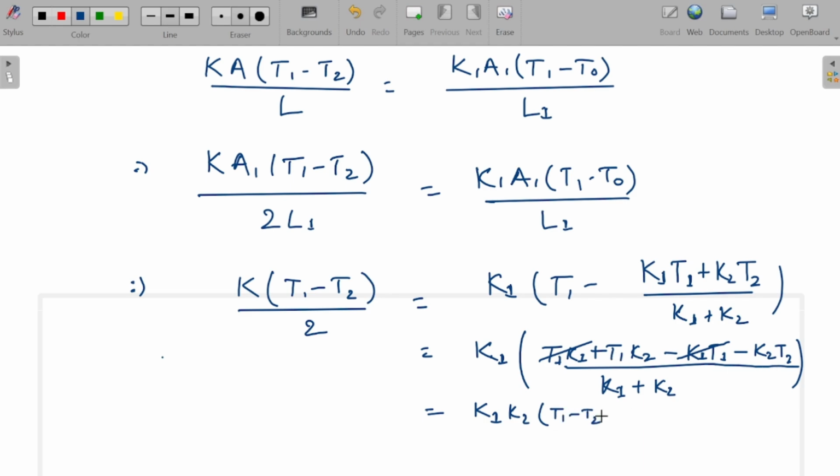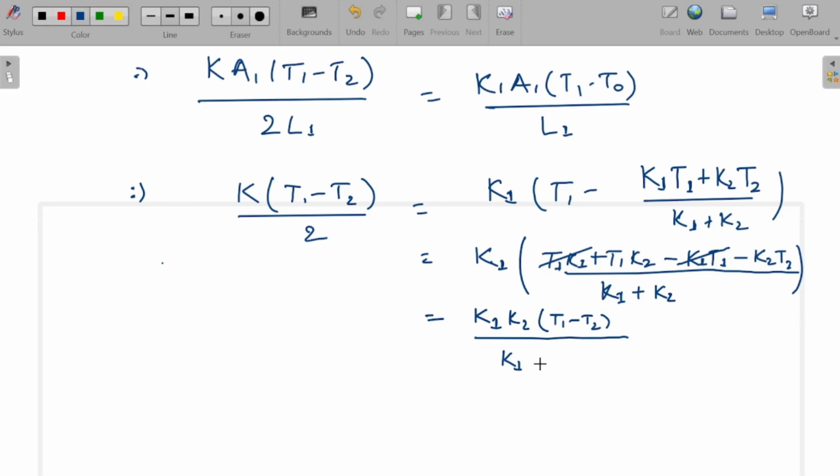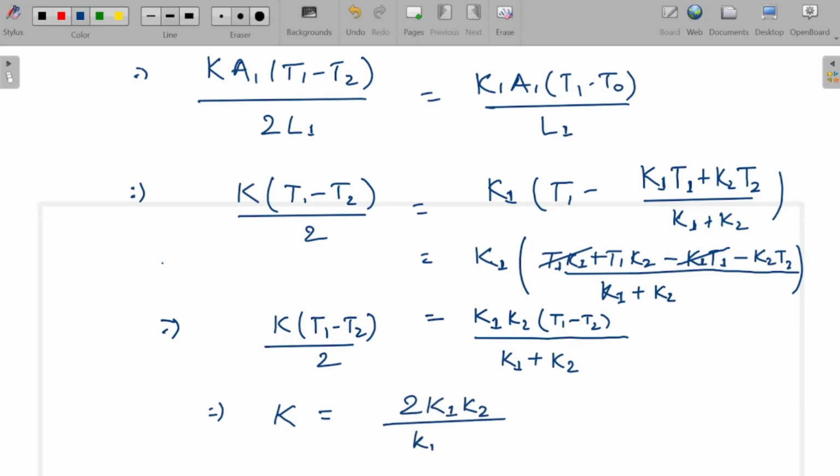So T1 minus T2. You should try these all steps by yourself, and if you are finding anything not good, you can try again, and ultimately you will reach here. So what is happening now? We have the expression here K times T1 minus T2 divided by 2 equals this much, and you can easily see here T1 minus T2 is common on both sides, and here we have divided by 2. We can multiply both sides with 2, and then we will have this equivalent thermal conductivity: twice K1 into K2 by K1 plus K2. So this is the expression for equivalent thermal conductivity.